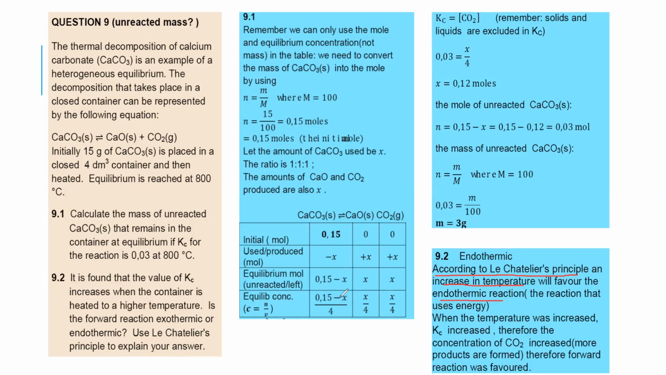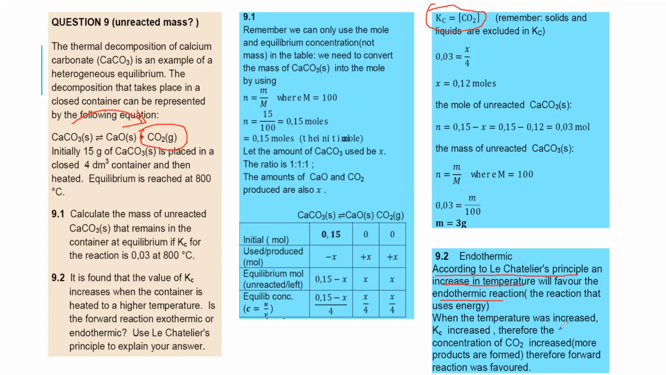And then what happens to Kc? Kc increases. How does Kc increase? Look at here on the top. Kc depends on what? The concentration of carbon dioxide. So if you look at the reaction here, in which case will the concentration of carbon dioxide increase? Only if the forward reaction is favored, which produces more carbon dioxide and increases its concentration. So increasing Kc means that the forward reaction is favored. And an increase in temperature favors the endothermic reaction, which means that the forward reaction is endothermic. The forward reaction is endothermic.